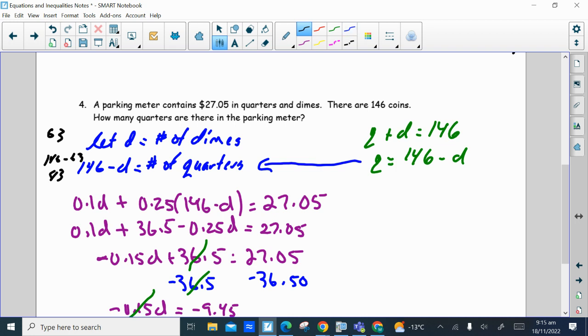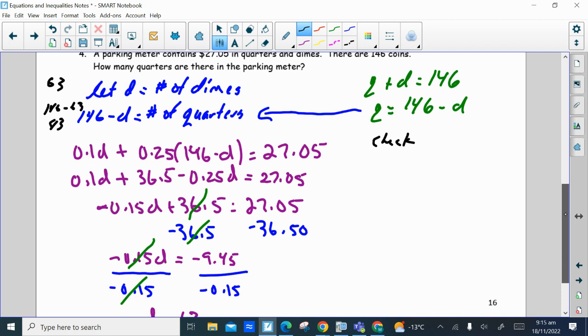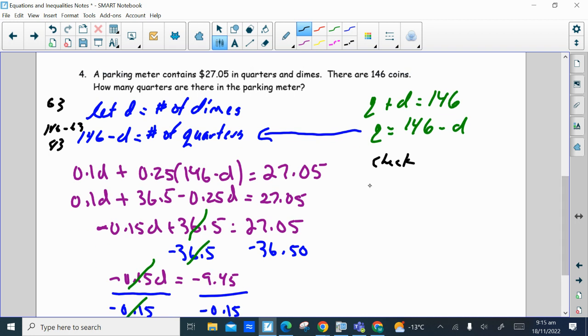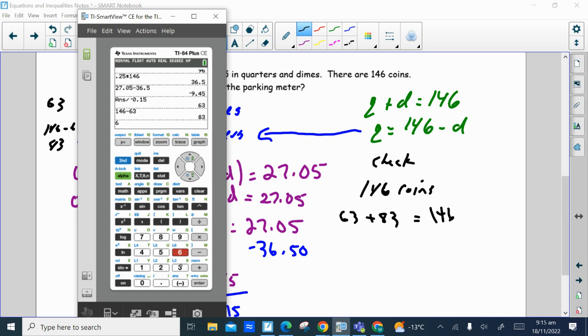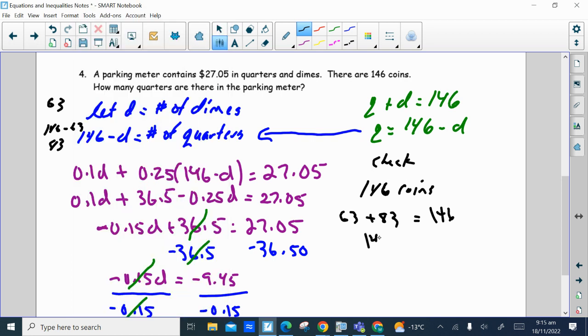So here's our check. It doesn't matter which order we do this, but let's start with the fact there's 146 coins. Meaning 63 plus 83 should equal 146. So if we check that, 63 plus 83 does equal 146. So that part checks.